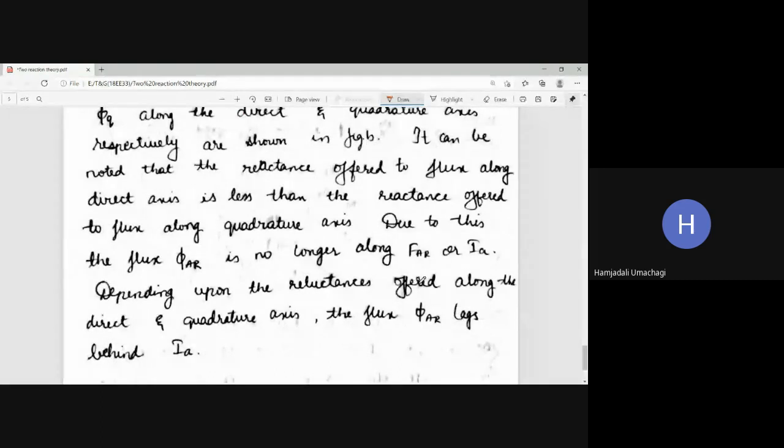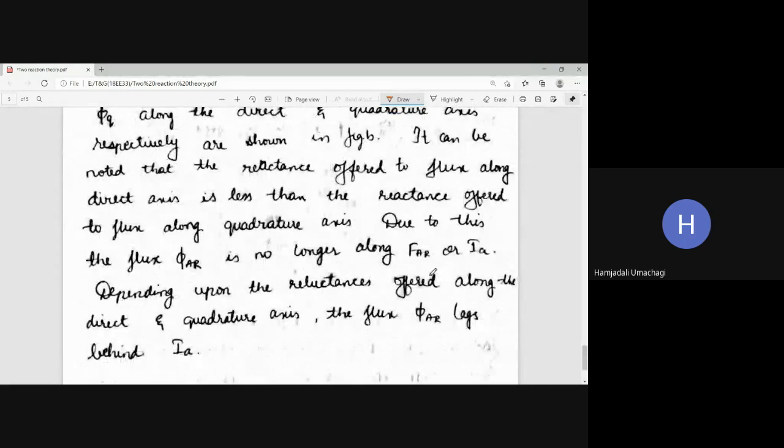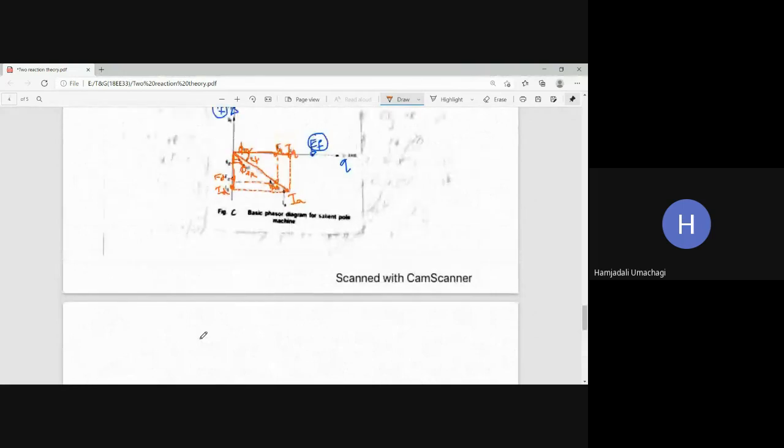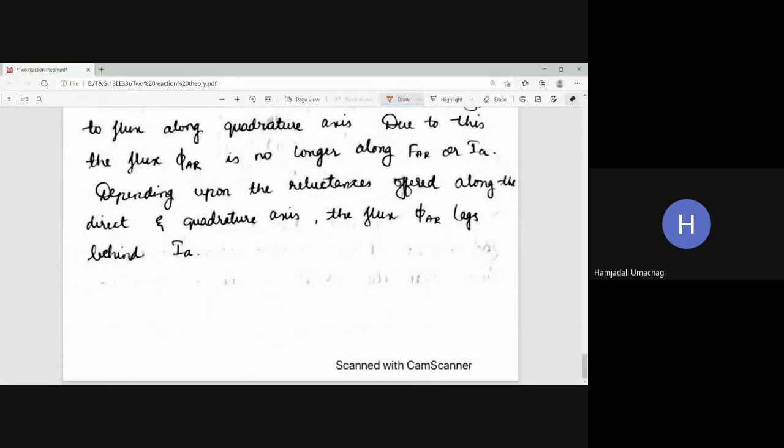Depending upon the reluctances offered along the direct and quadrature axis, the flux ψ_R lags behind I_A. So depending upon how much opposition it is experiencing along the direct and quadrature axis, the flux ψ_R lags behind I_A. Here you can see that ψ_R is lagging behind I_A or F_AR. Yes or no? I_A and F_AR are in line, whereas ψ_R is lagging with respect to I_A, because the direct axis and quadrature axis have different reluctances.